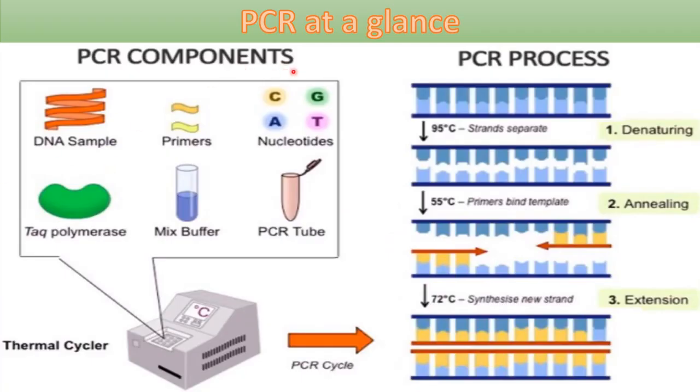Now you can see PCR at a glance. So here these are the components which we need for the PCR. DNA sample first of all we need, then we need oligonucleotide primers, also deoxynucleotides we need as a raw material for synthesizing new strand of DNA. Then we need a Taq polymerase that we isolate from the Thermus aquaticus. Then mix buffer for maintaining the pH, and this is the tube in which these samples are taken.